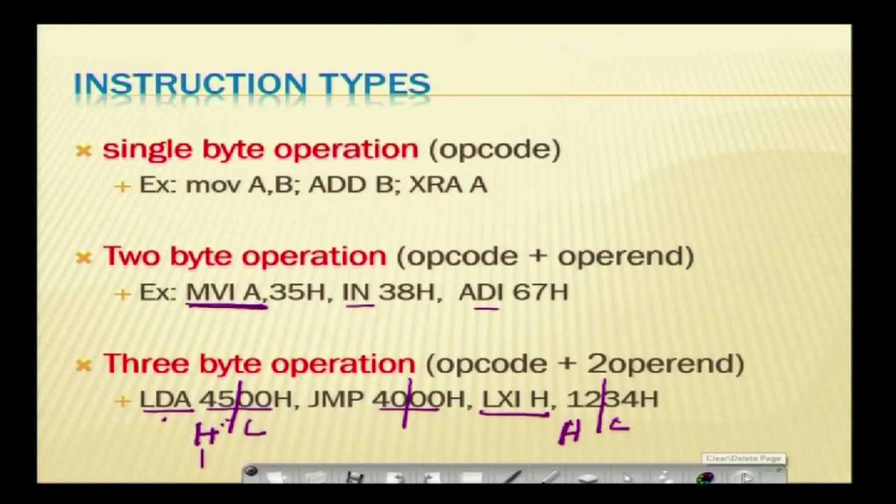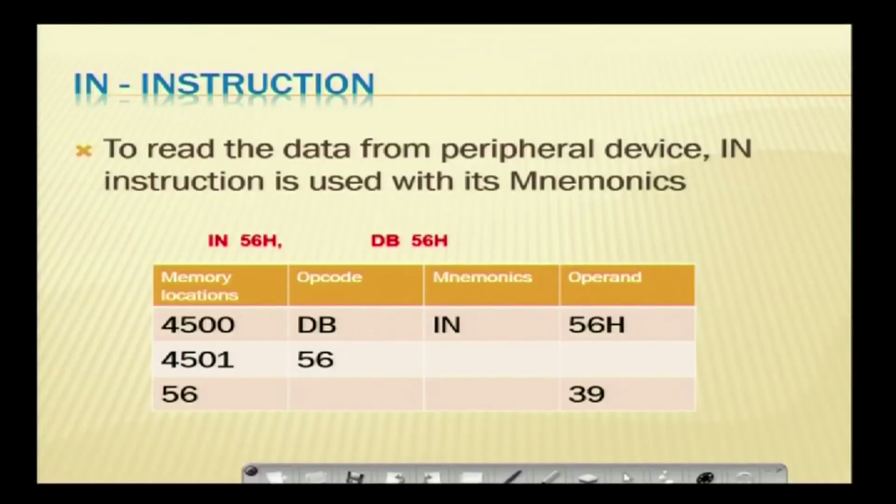Before starting the timing diagram we have to know the length of the instructions, then only we can easily estimate how many machine cycles are required for each instruction. This is the IN instruction. The IN instruction is used to read the data from the peripheral device. So, the IN 56 mnemonic has the corresponding opcode DB 56. When we are typing the instruction we have to use the program counter, also called the starting address. So, in the starting address 4500 the DB value is stored. So, its corresponding IN opcode is DB.